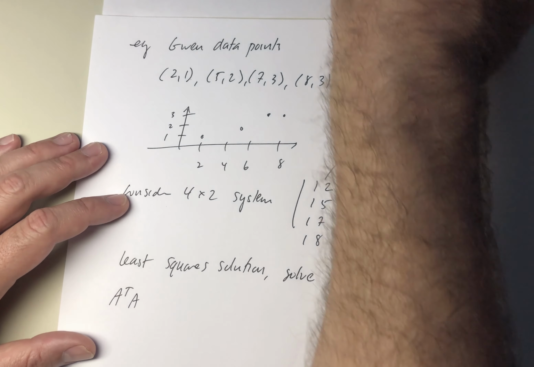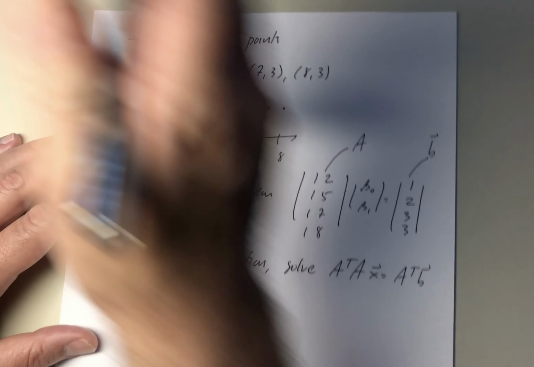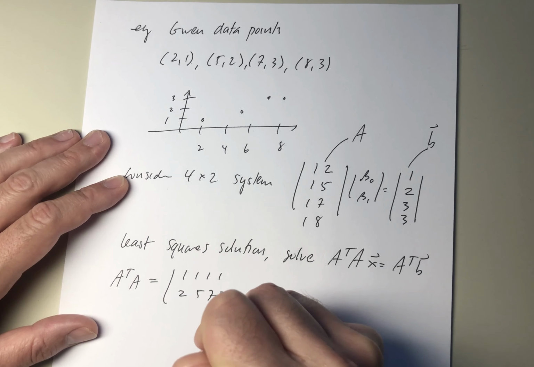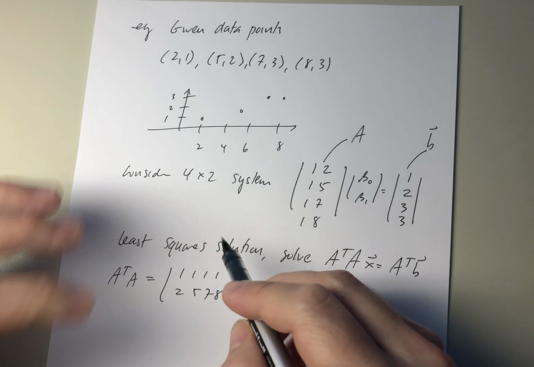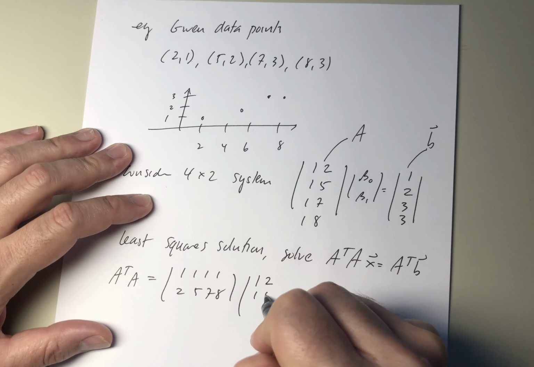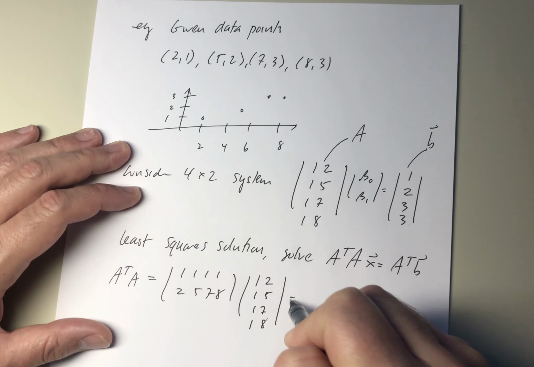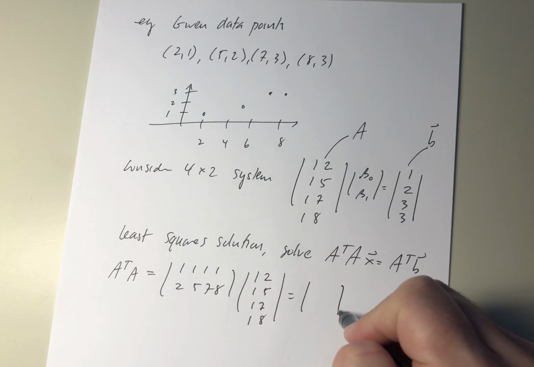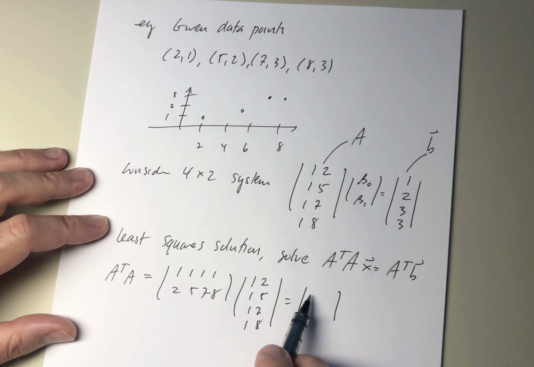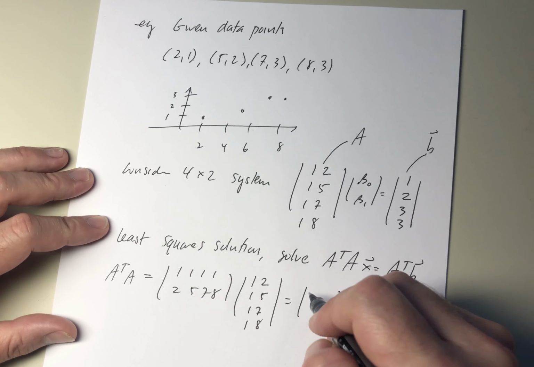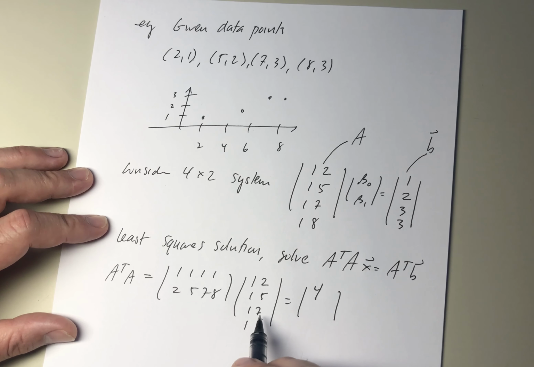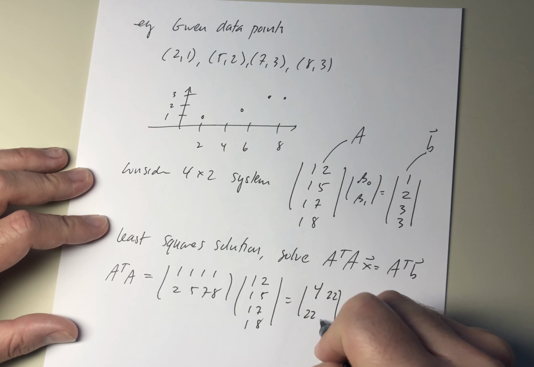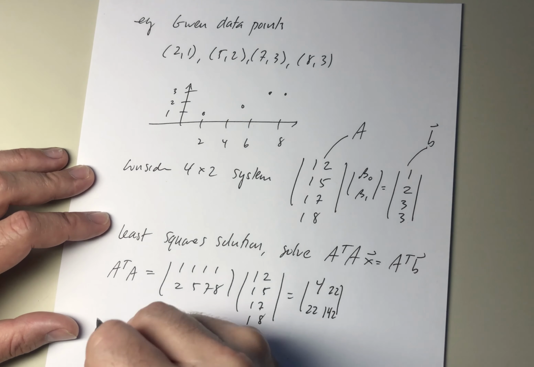This is something we've already done, but let's go through the calculation here. A^T A is 1, 1, 1, 1, 2, 5, 7, 8, that's the transpose of A, times A itself, which is 1, 2, 1, 5, 1, 7, 1, 8. What you get is a 2x2 matrix. The entry in the first row, first column is 1 plus 1 plus 1 plus 1, which is 4. And I've got 2 plus 5 plus 7 plus 8, which is 22. 22, and this is 142.